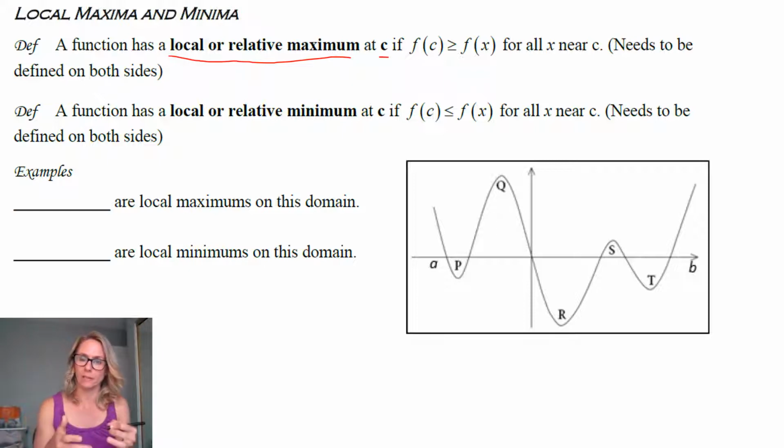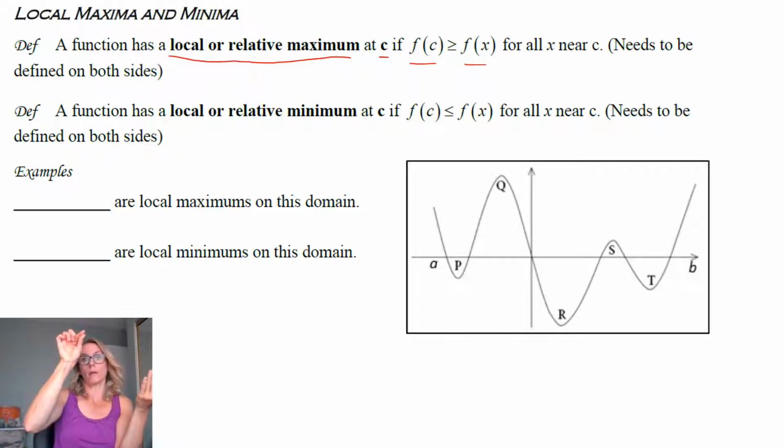So this is an x value, c, if the y value at c is greater than or equal to all the other y values that are near that c value, that x value of c. So it's really just like if you have a point where all the other points are below it, so f of c, this y value here is the highest, everything else is underneath it, well then that's going to be called the maximum. And it's going to be something like this.